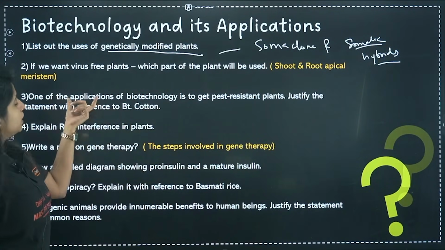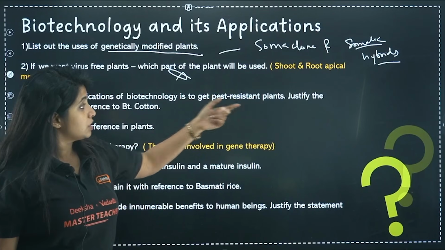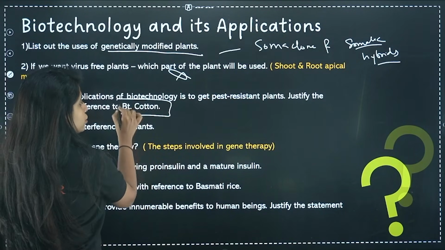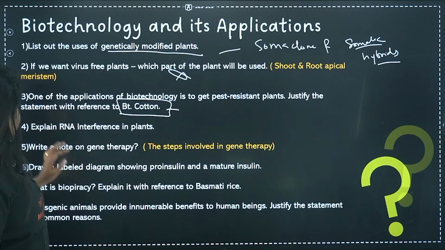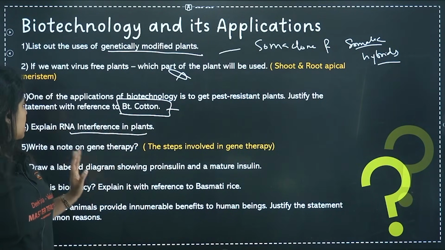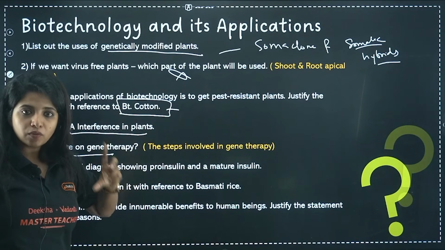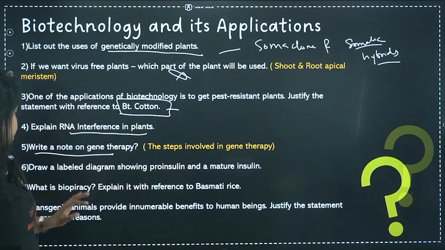Now one of the applications of biotechnology, this is important, is to get pest resistant plants. Justify the statement with reference to Bt cotton. So please know the Bt cotton gene and how it works, the Cry1, Cry2, what do they do, all of it. Explain RNA interference in plants and write a note on gene therapy. Please go ahead, know the steps involved. Lymphocytes are taken, they are cultured and then so on, everything.